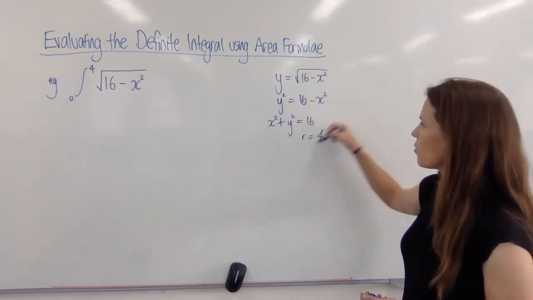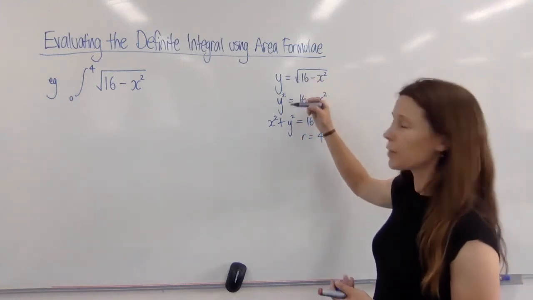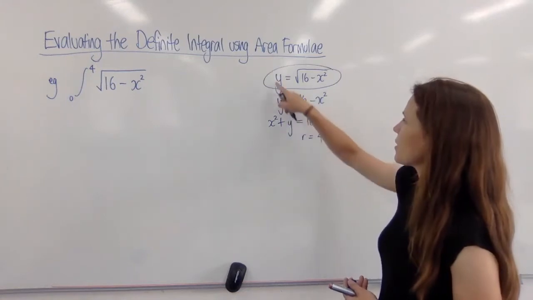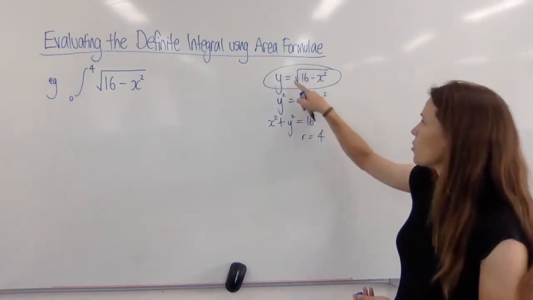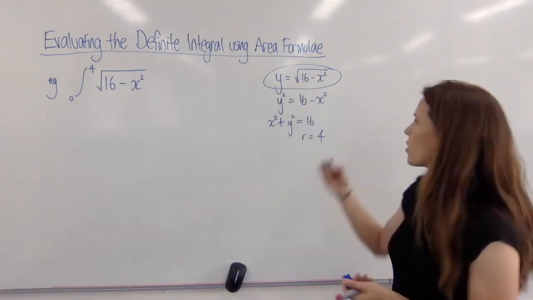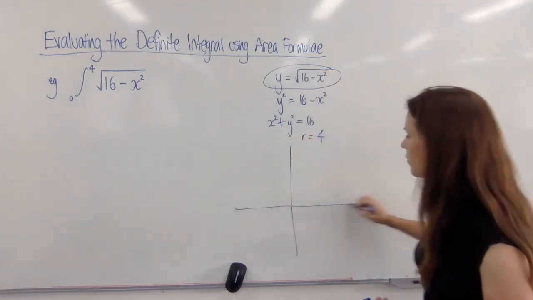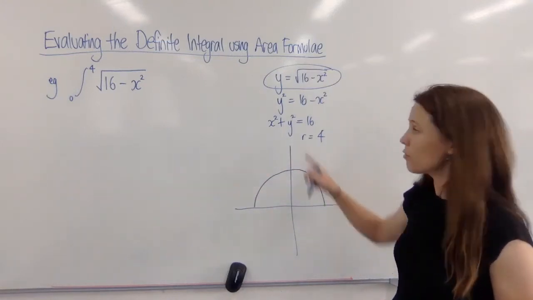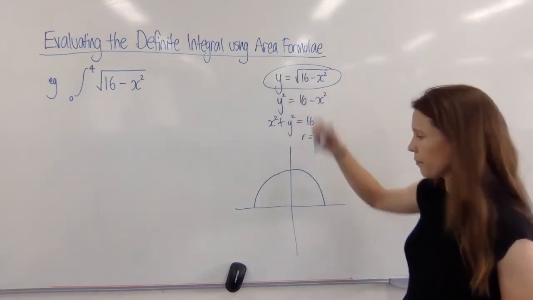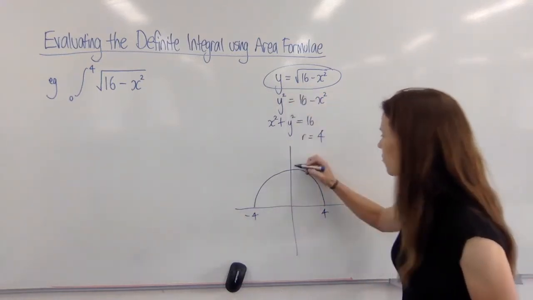But we haven't got the whole circle. How can we tell? Well, we squared both sides here. The original function that we've been given says y is equal to the square root of this stuff. Now, square roots are always positive, so that means we only want the positive part. So what we're dealing with here is only the top half, where y is positive, because y needs to be positive here, of this circle that has the radius of 4.